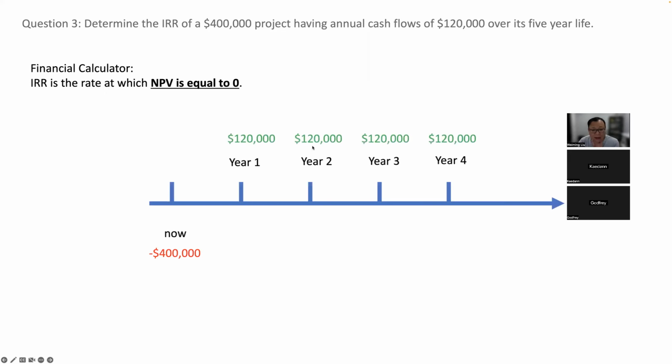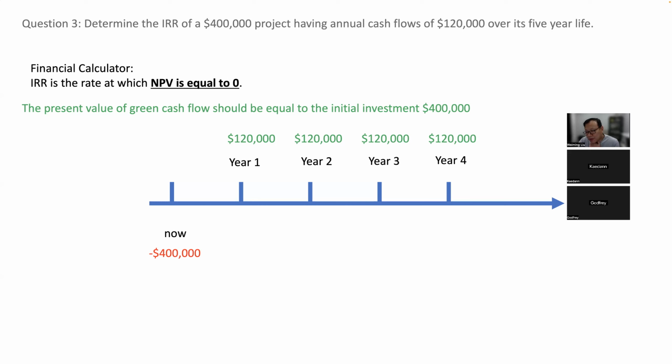And so now again, let's draw this picture. Okay, I only have 4 years. So basically, we are saying, well, the green cash inflows, if the present value of all these green cash inflows equals $400,000, which is the initial investment, then my net present value will be zero, right?